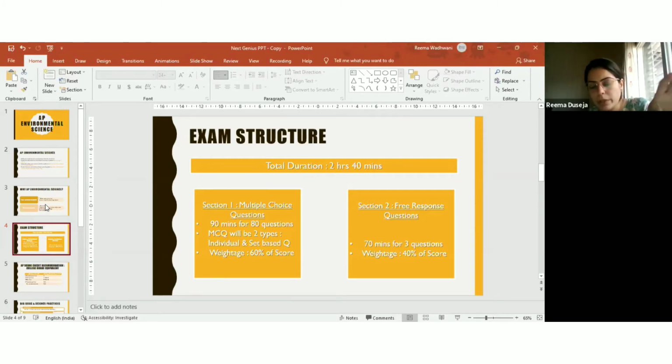Individual questions will be like your regular MCQs that you would have probably already attempted at your school level, just a regular question with options. And a set-based question will come with a graph or a diagram and 4 to 5 questions based on that graph, table, or diagram that has been provided. The weightage for multiple choice questions is 60% of your total score. And then there is the free response section.